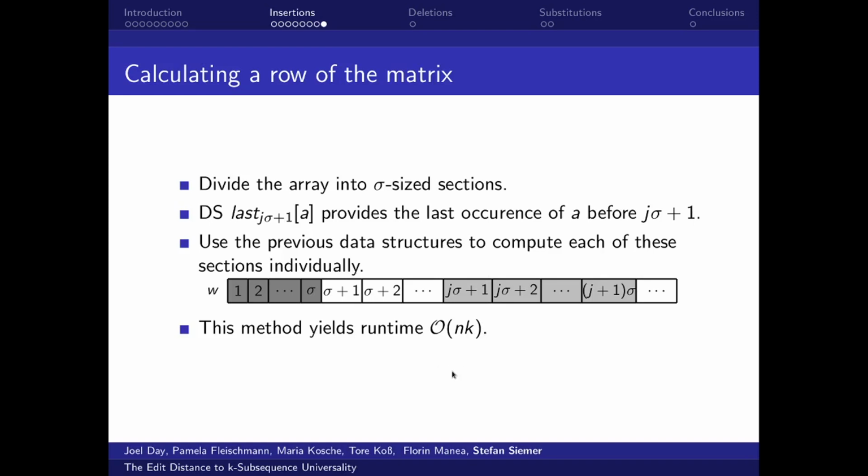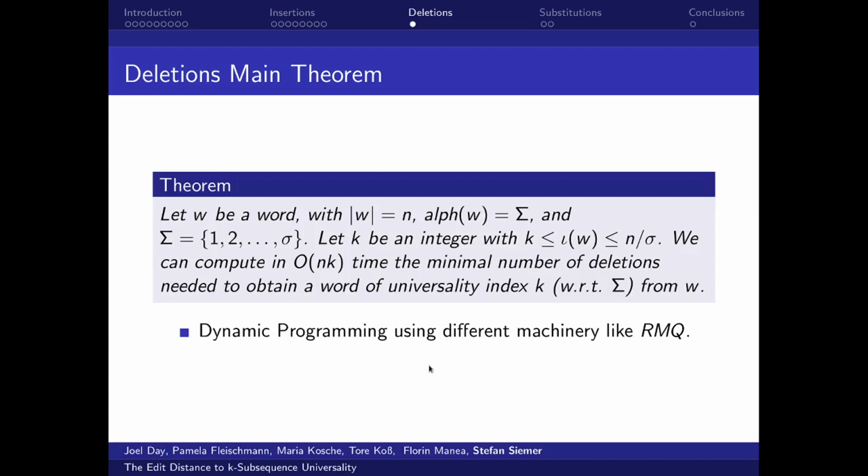Okay, so now let's move on to deletions. And for deletions, the main theorem states that if we want to lower our universality down to some k, then we can compute the number of deletions needed in order to do that in O of n times k time. Yeah, the idea here is also a dynamic programming approach, but we will use a completely different machinery, and the tools are different. For example, here we will use range minimum queries.